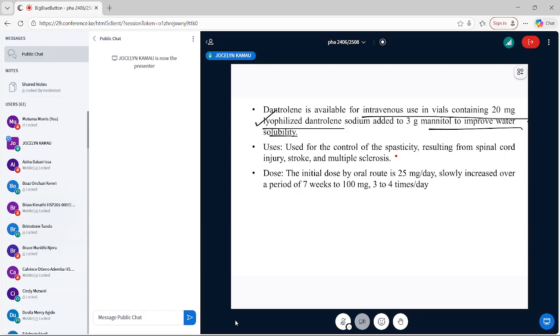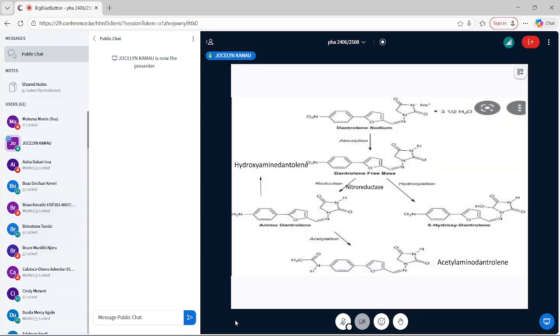Used for the control of the spasticity resulting from spinal cord injury, stroke, and multiple sclerosis. So it can have other uses, but our need, why I brought it in there, it might look like it's out of place, but I thought it is important because you have mentioned that very major or terrible condition that can happen from use of halothane, and therefore I thought it is important for us to understand this dantrolene.